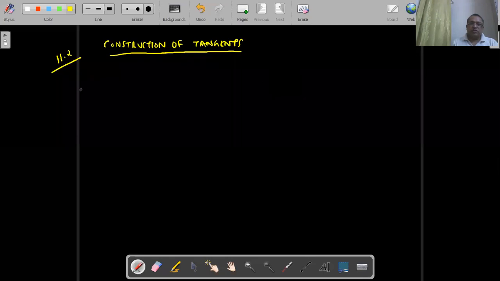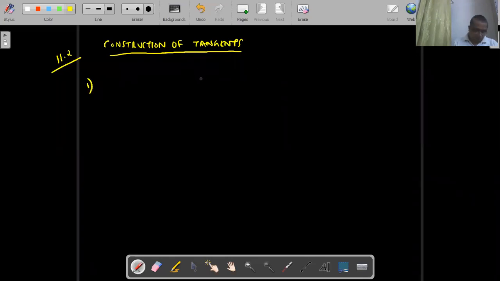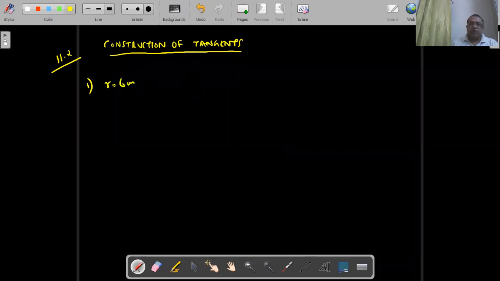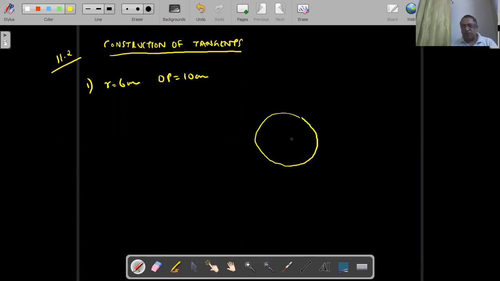So let's start with the first question. The first question says, draw a circle of radius 6, and from a point 10 centimeter away, let's assume that there is a point P which is 10 centimeter away, draw a pair of tangents to the circle. So what we need to do is draw a circle of radius 6. That's the first step. So what is the radius of this? 6. So you will open out your compass, take a radius of 6 centimeter and draw this.